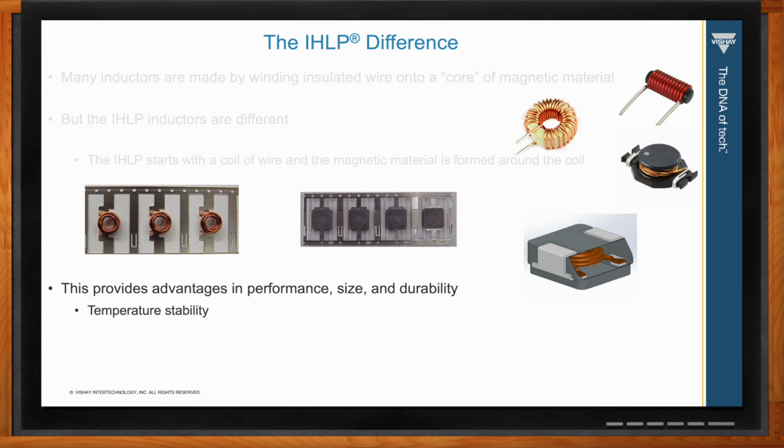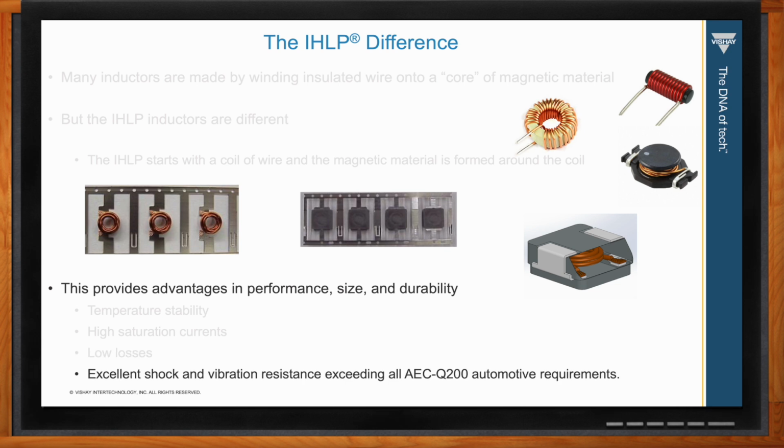Also, they're very temperature stable. Some of the inductors vary over temperature. The IHLP does not. They have very high saturation currents, which means that they can handle high DC currents without changing inductance significantly. They have low losses. So when you put them in the circuit, they don't contribute to the losses as much as other types of inductors do. And they have excellent shock and vibration resistance, exceeding all of the AEC Q200 automotive requirements that are so important. Okay, so thanks for that review, Tim.